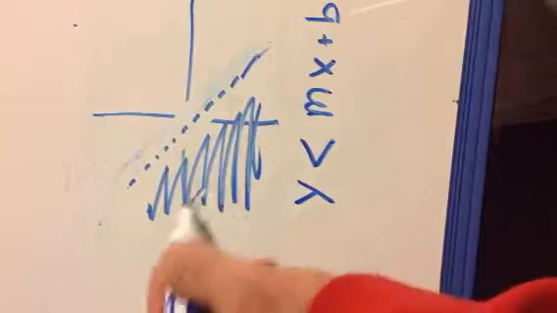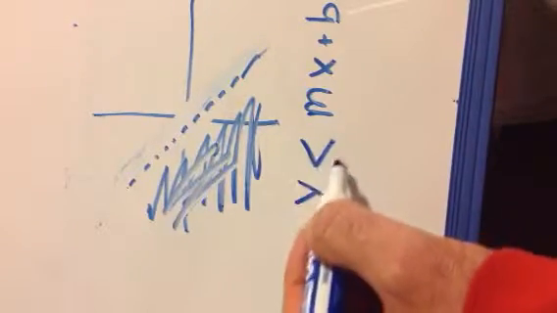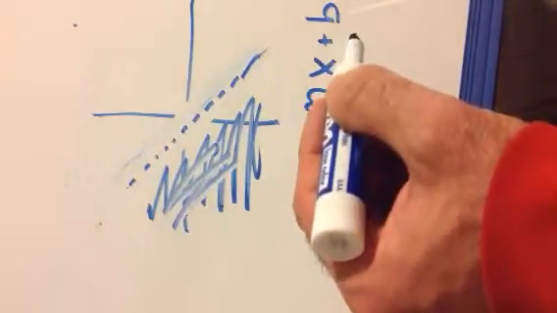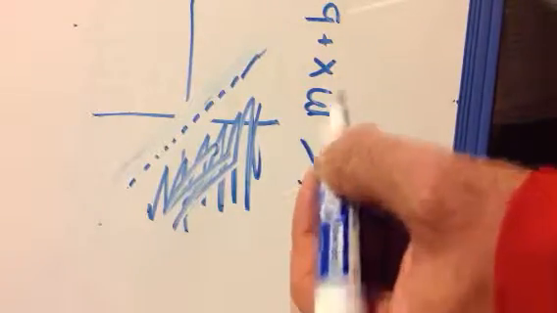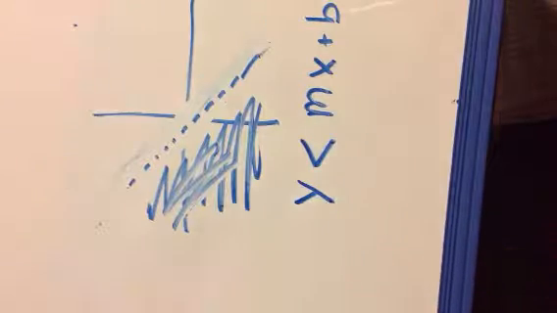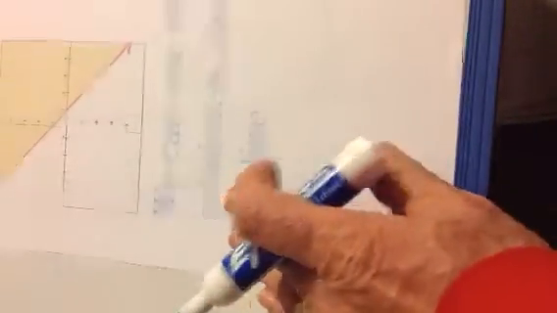Okay, so again, if it was a solid line and the solution was here, y would be less than or equal to mx plus b. Since it's a dotted line, y is less than only mx plus b. So let's take this again here.